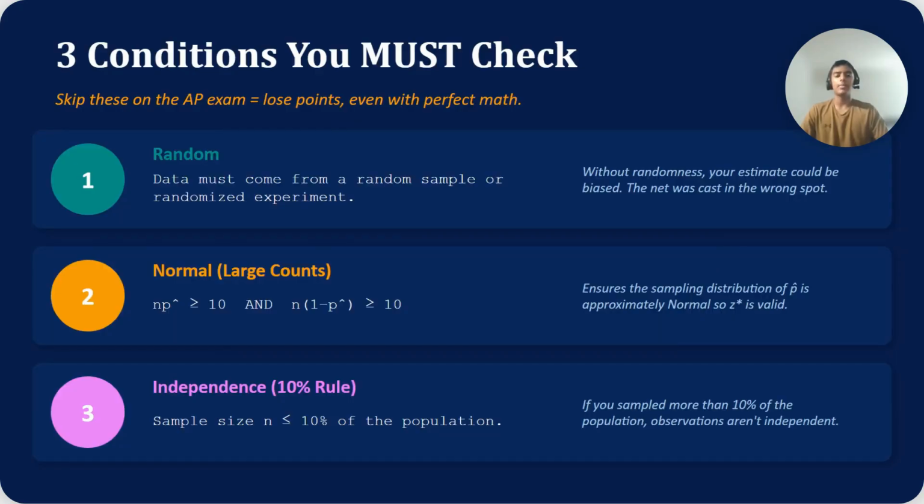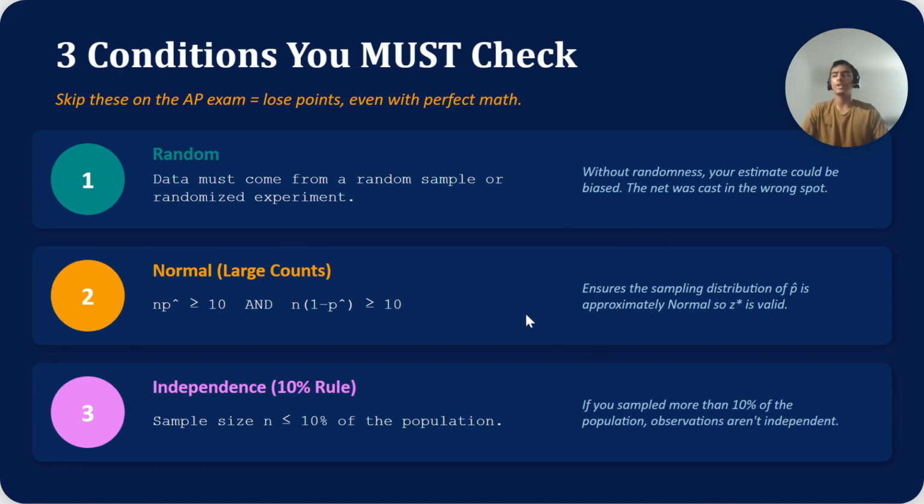Now, wait. Before you use these formulas on your AP exam, you have to check three very important conditions. Miss any one of them and you'll lose points, even if your calculation is perfect. Condition 1, random. Your data must come from a random sample or randomized experiment. If someone just asked their friends, the math is meaningless. Your net was cast in the wrong spot.